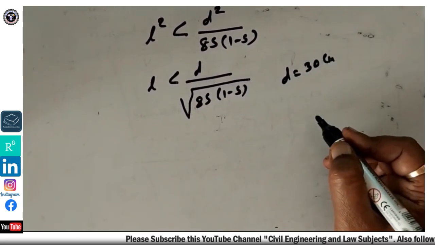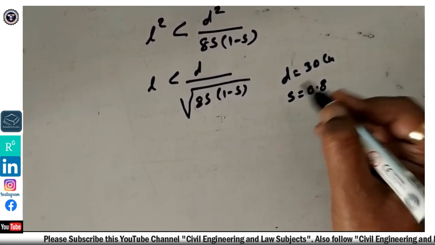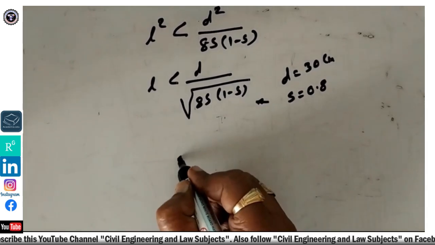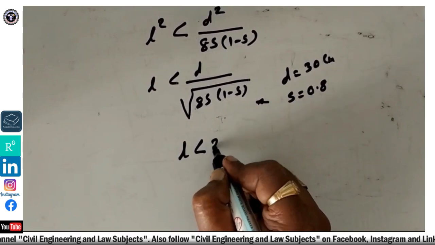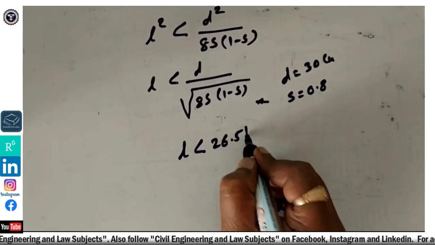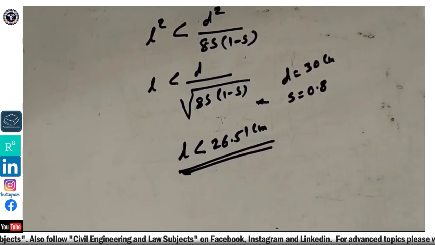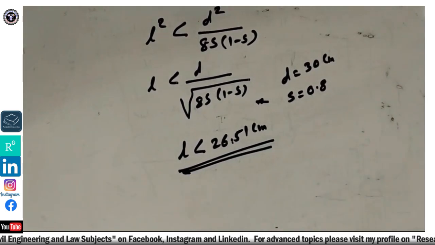substitute the values accordingly in this formula. So we'll get L must be less than 26.51 centimeter. This is the answer for problem number 3 asked in the university examination.